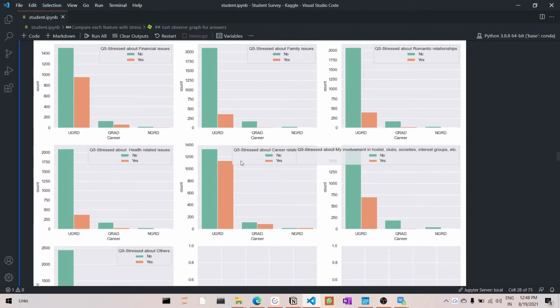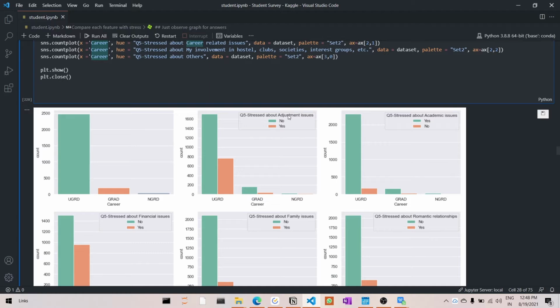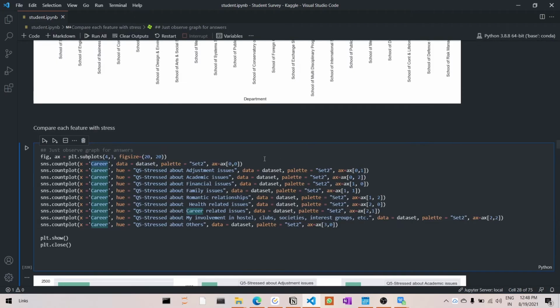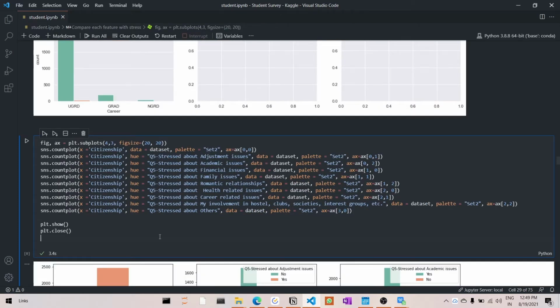So you can see by performing this count plot, we can easily say that more students under the category of undergraduate are stressed about their career related, then about their financial, and about their adjustment. So using this count plot with career as a feature, we can easily answer this question, what are the factors related to stress. Then the next feature is citizenship.